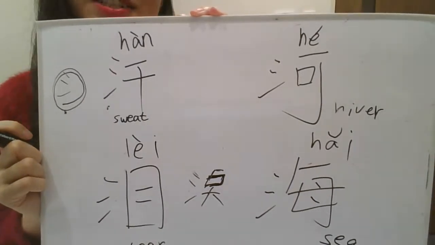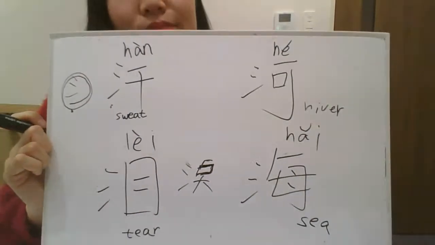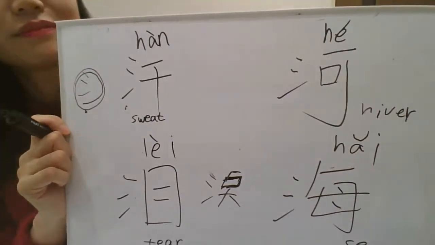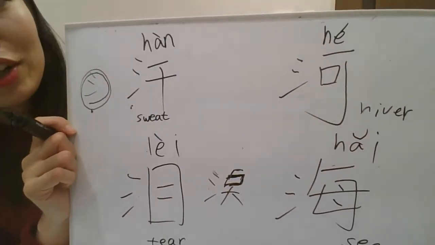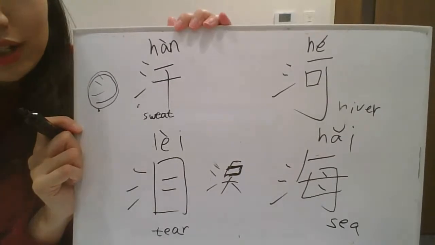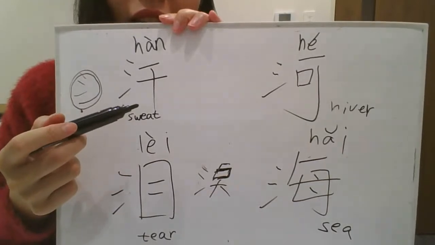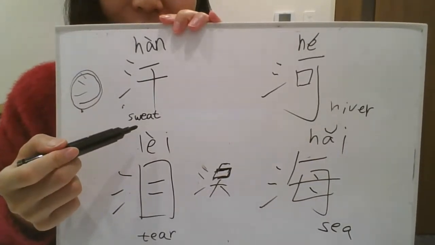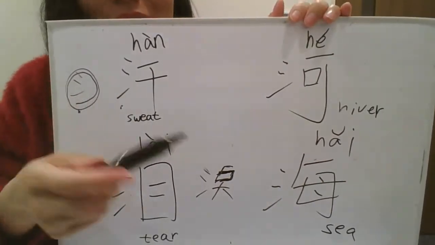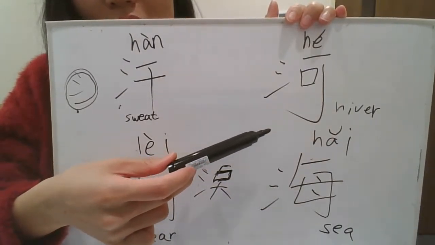So anything else you can imagine with the water? If you know, we are going to read this again and go to another part, okay? So let's read it together. You ready? Han. Han means sweat. Han. Okay. Next one. He. He means the river. He.